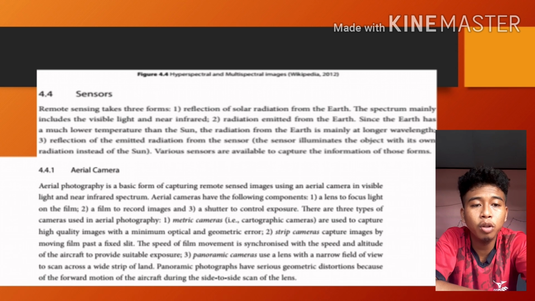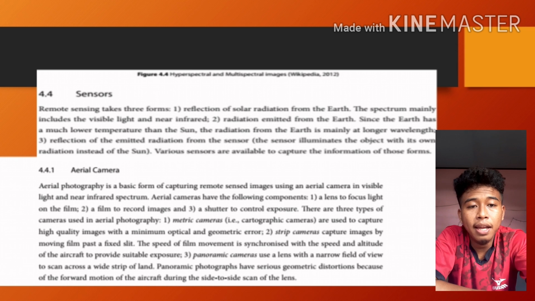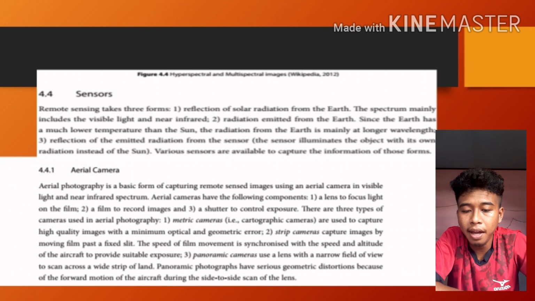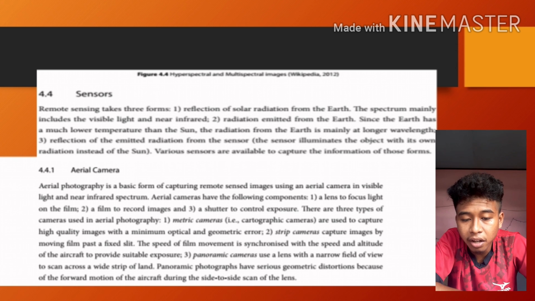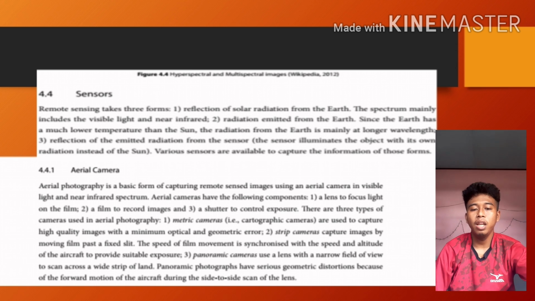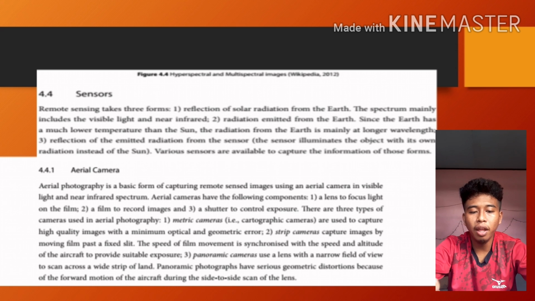Aerial camera is photography. It is a basic form of capturing remote sensing images using an aerial camera in visible light and the near-infrared spectrum. An aerial camera has the following three components: one, a lens to focus light on the film; two, film to record the image; and three, a shutter to control exposure.